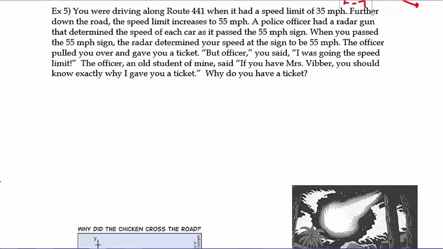Well, if you're going 55 miles an hour right at that sign, what were you going right before that sign? Were you probably going 54? And what was the speed limit when you were going 54 before the sign? Wasn't the speed limit 35? Yes, Mrs. Vibber, it was 35, and we're not supposed to speed.